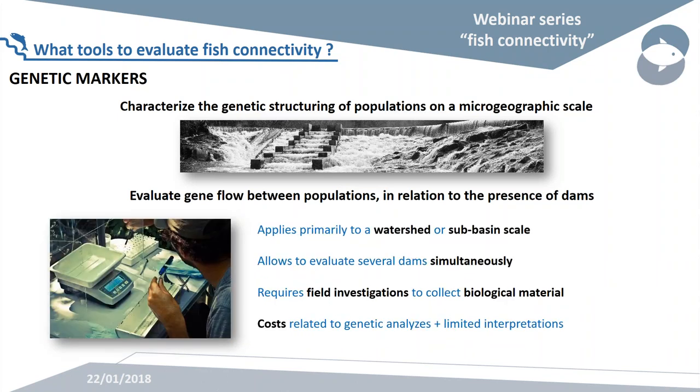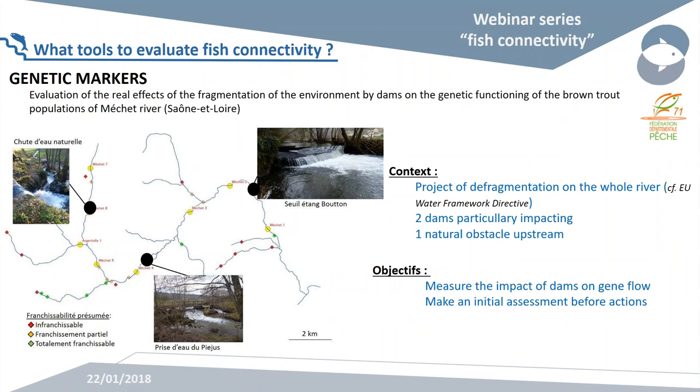So it can apply to different scales and, as opposed to RFID, primarily to quite a large scale, like watershed or sub-basin scale. And it also allows to evaluate several dams simultaneously. So this is really interesting for the cost of your project. But the point is that it requires fine investigation to collect the biological material. So when you work on rare species, it can be a problem. So, two examples, or maybe only one, I don't know if I have the time for two, we'll see.